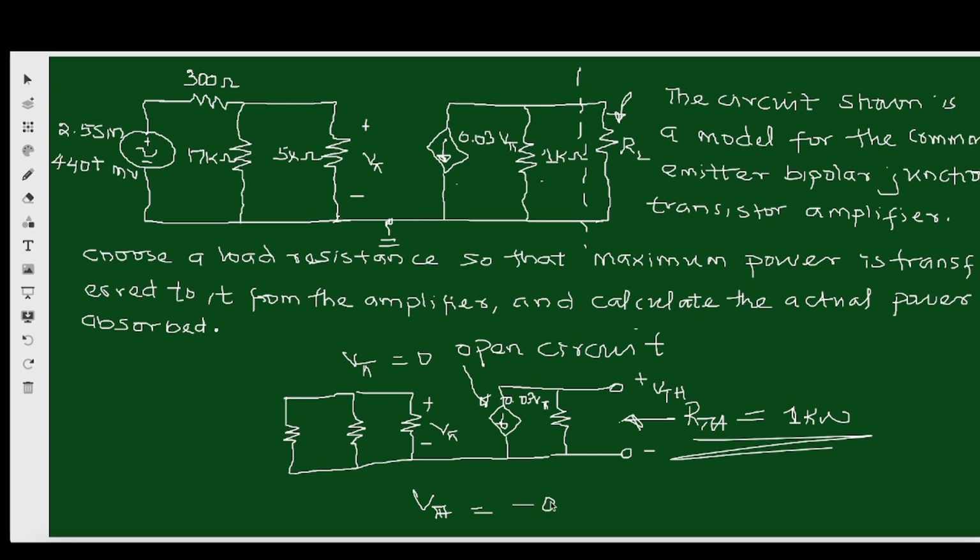It will be minus 0.03 V pi, right? It is going down. The current is going down. So that's why it is negative, right? Because if it is going up, it will be positive. The positive is here. The negative is here. So if the current is coming like this, it will enter the negative, right? Then multiplied by 1 kilo ohm, right? So that is minus 30 V pi. So that is our Thevenin equivalent voltage. But how do we get V pi?